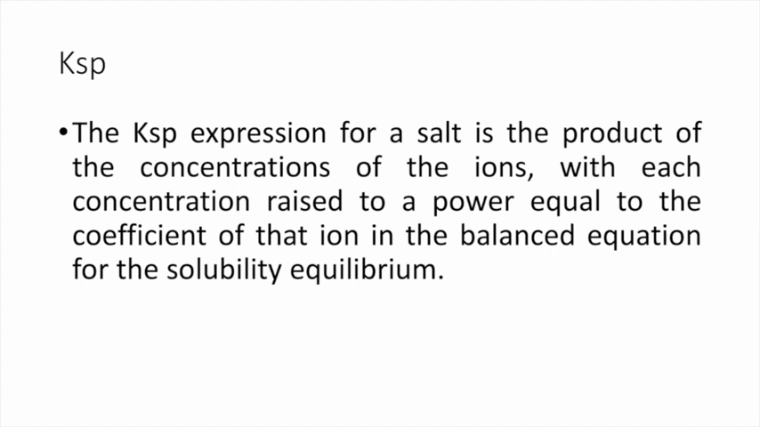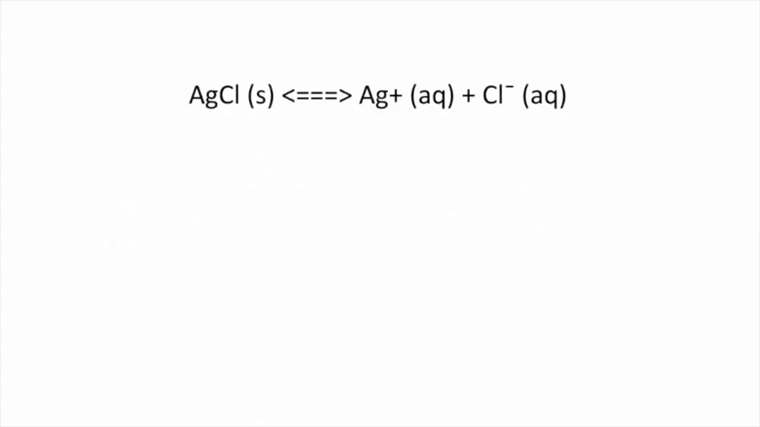The Ksp expression for a salt is the product of the concentration of the ions, with each concentration raised to a power equal to the coefficient of that ion in the balanced equation for the solubility equilibrium. So what does this mean? Solubility product constants are used to describe saturated solutions of ionic compounds of relatively low solubility. A saturated solution is in a state of dynamic equilibrium between the dissociated ionic compound and the undissolved solid.